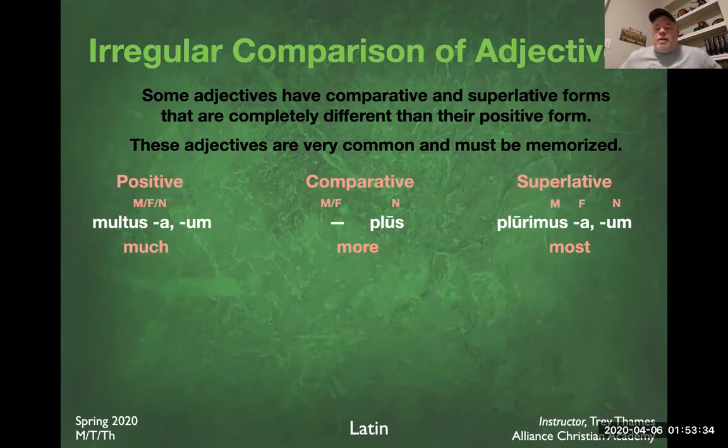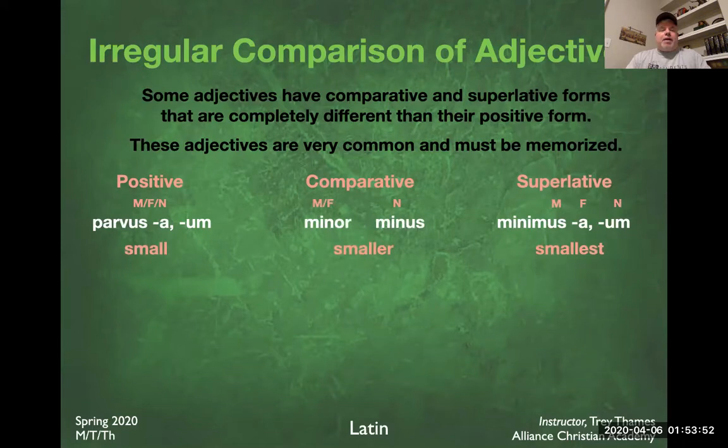And we'll look at that here in a minute. It's a very special case, and we'll look at this separately. But in the superlative, well, here, plus in the neuter means more. In the superlative, plurimus means most. Okay: most, much, more, most.